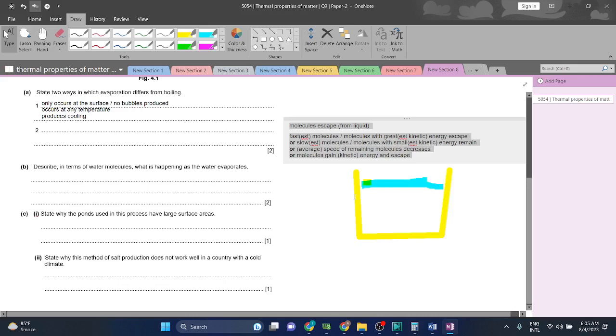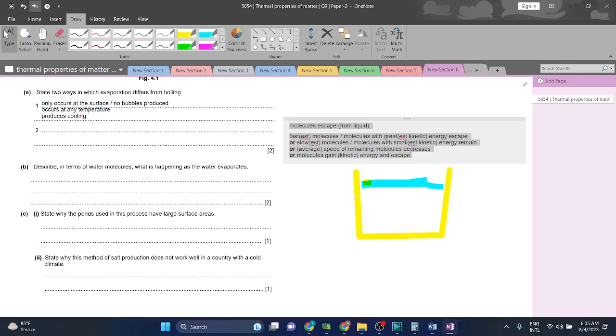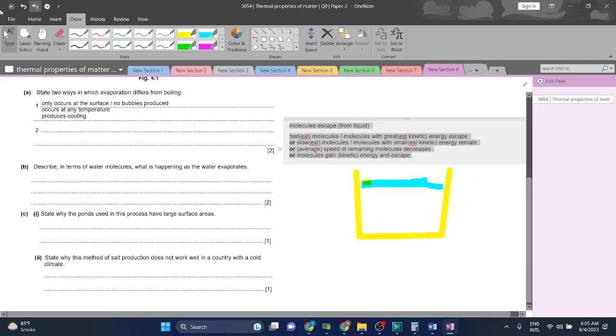State why the pond used in this process has a large surface area. Evaporation depends on certain factors. Let me give you an example.